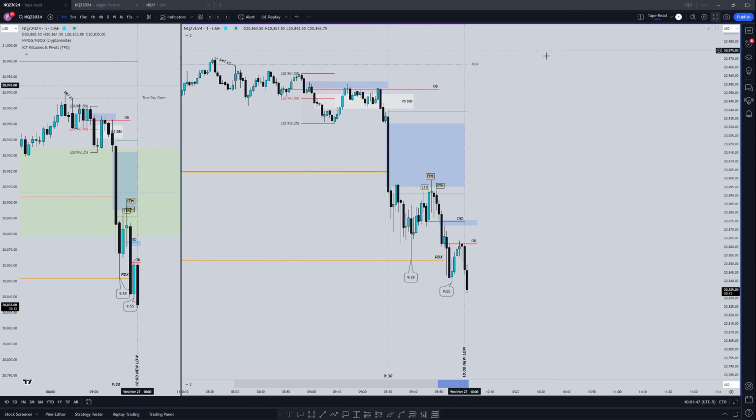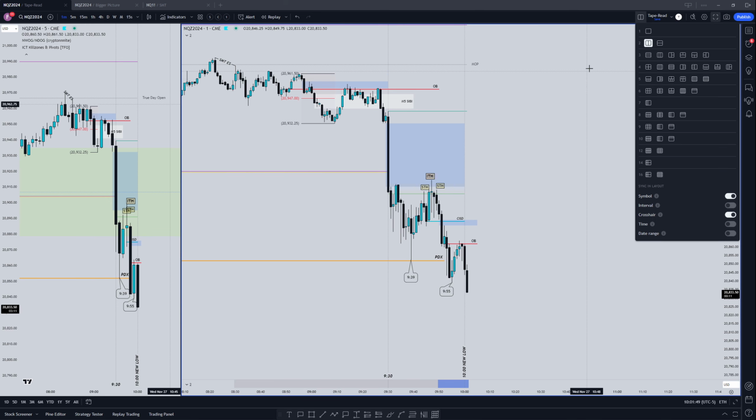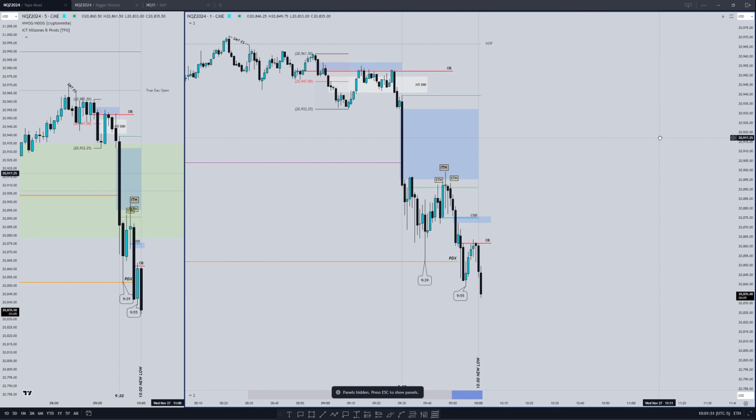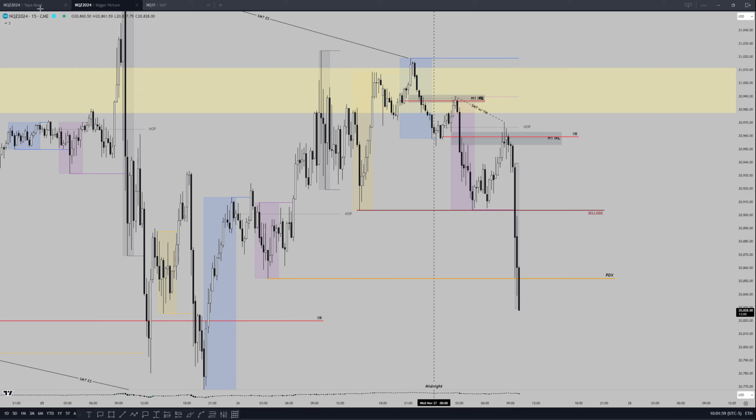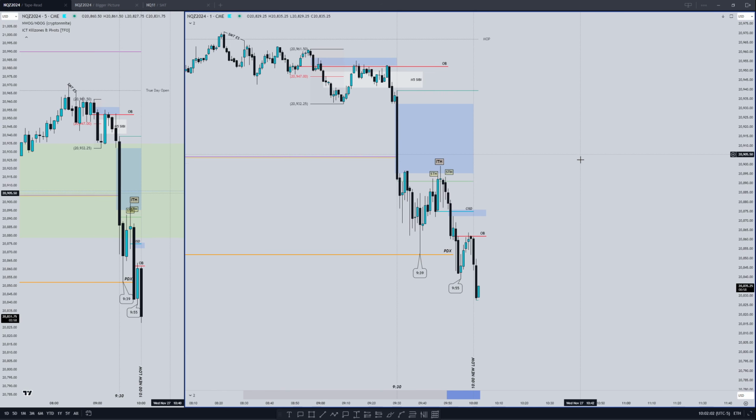I don't think you need second charts. I don't think you need 8 different screens to be looking at. If you want to have multiple screens, I suggest getting the plus version just so you can have multiple layouts saved like I do. But I don't think it's necessary.